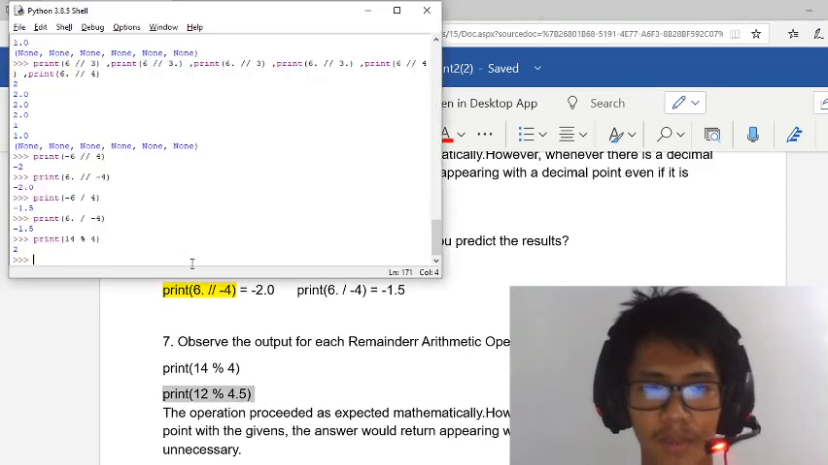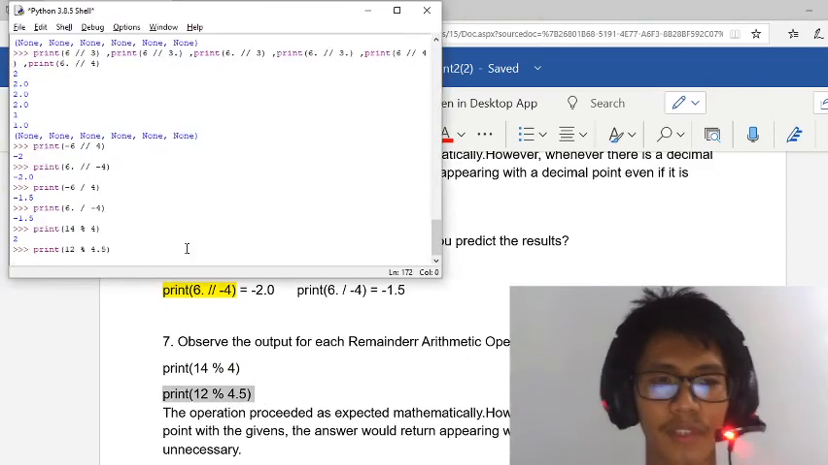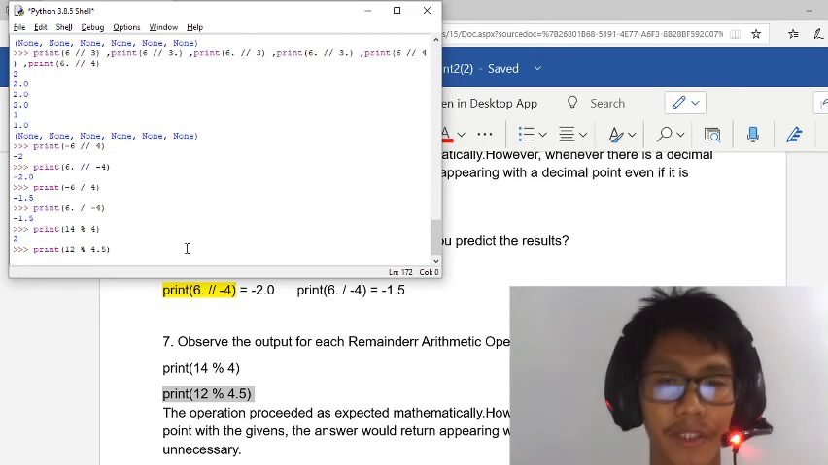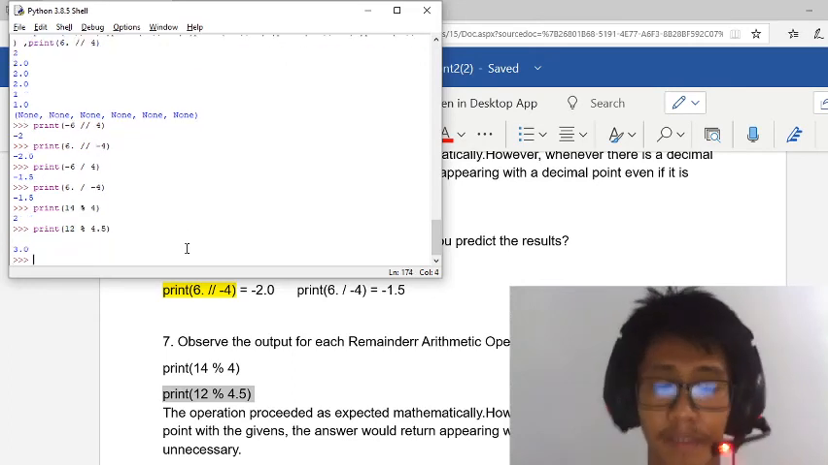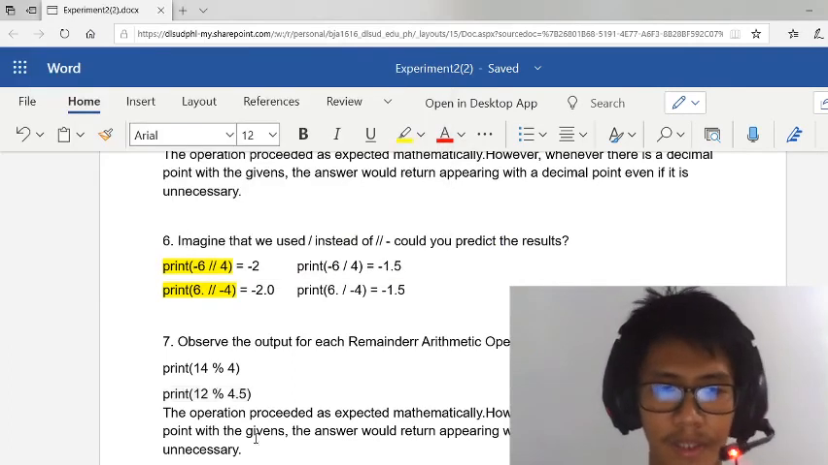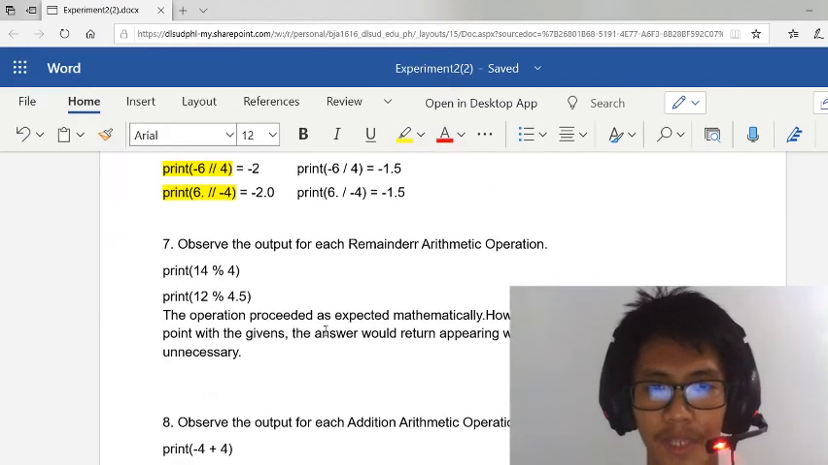However, if we do have decimals, what would be the case? Of course, it would have a decimal, right? So 12 divided by 4.5 should be 2 remainder 3. So since it is a remainder operation, it should be displaying 3. Let's go. Oh, 3.0 because it was decimal. Yeah, it's 3.0 as expected. So it's the same rule as always.